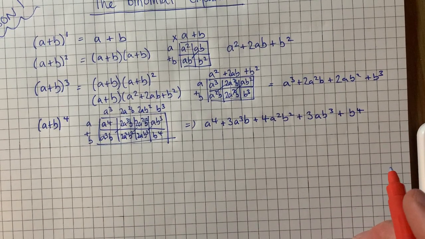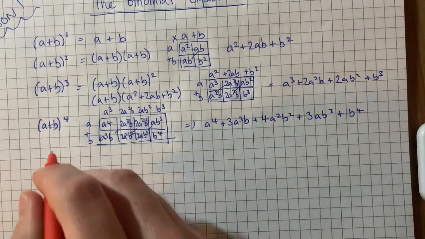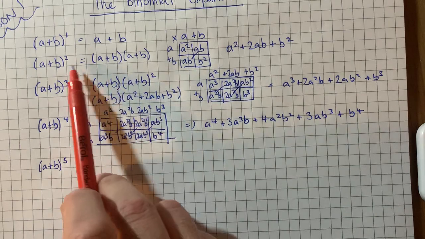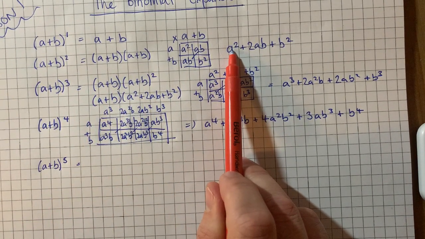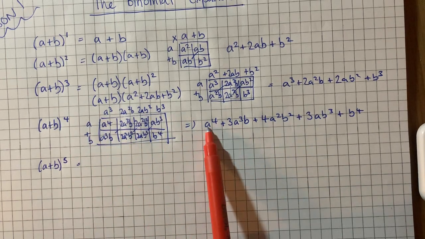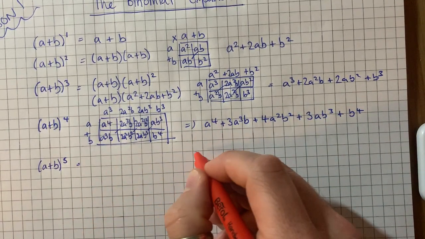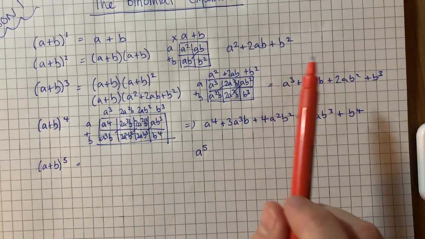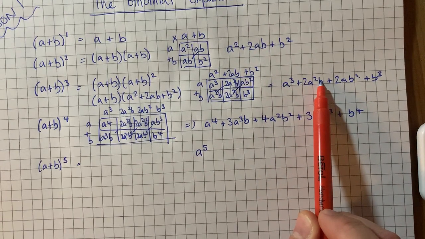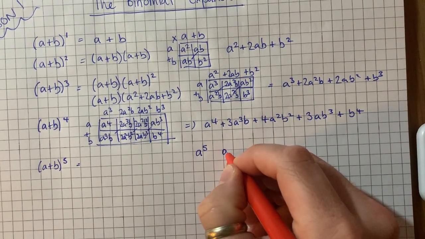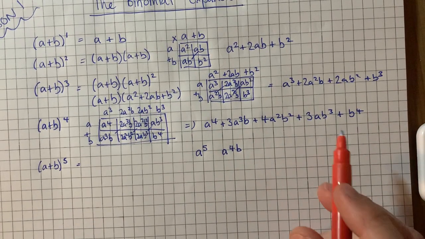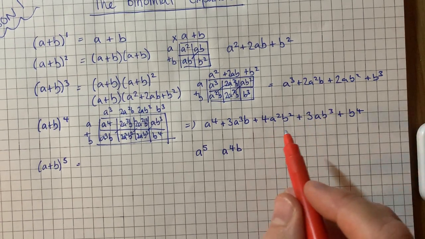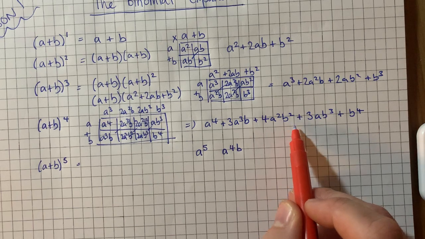Okay, what if we want to do a plus b to the power of 5? Well, we can look for some patterns in the results. Now, if you notice, in a plus b squared the first term was a squared, then a cubed, then a to the 4. So I think it's a fairly safe assumption the first term is going to be a to the power 5. Then if we just look at the letters, we've got ab, a squared b, a cubed b, so a to the 4b. Next one, ab squared. The next one here was a squared b squared.